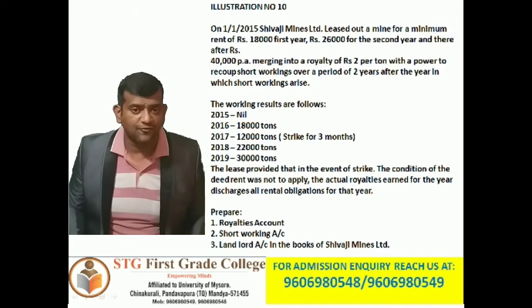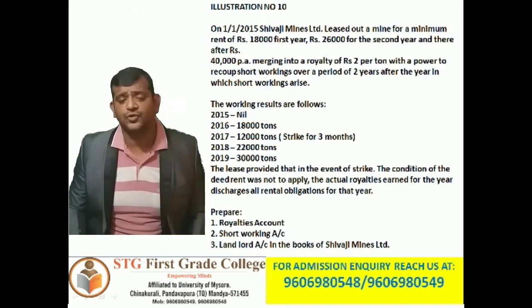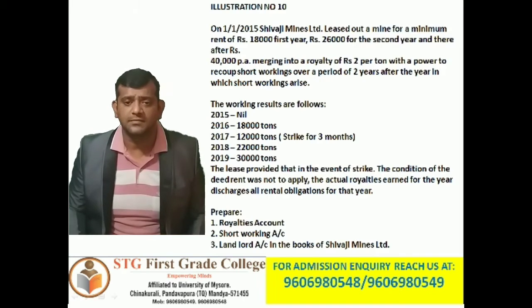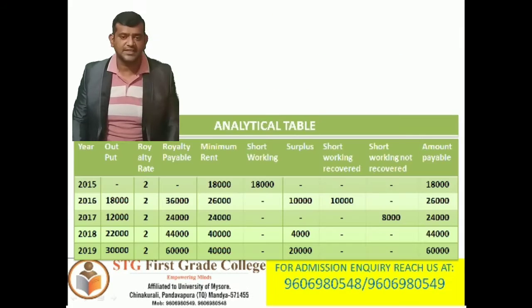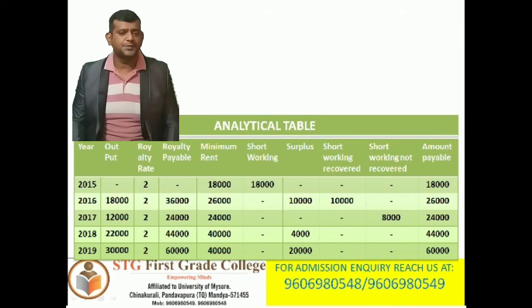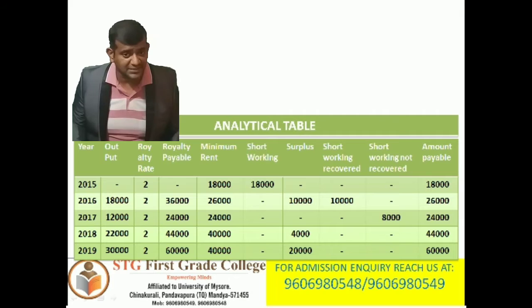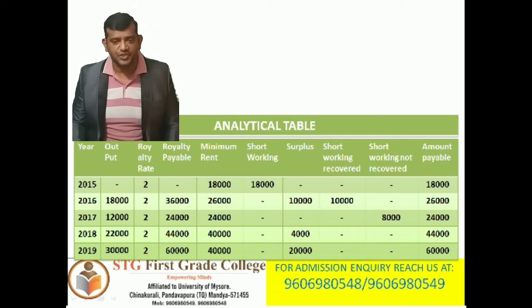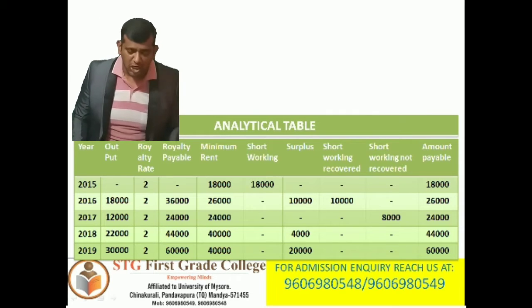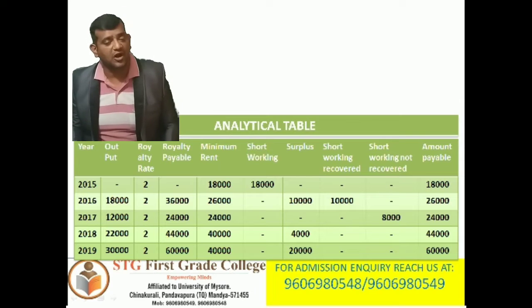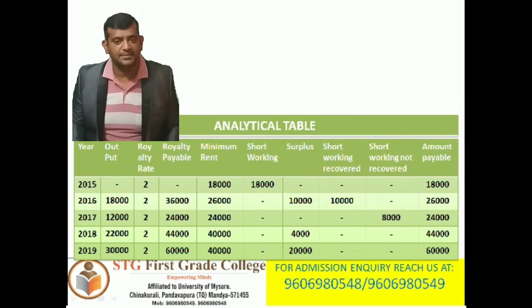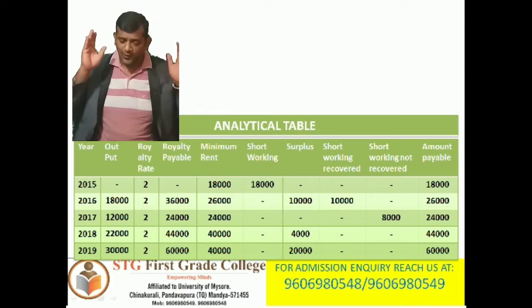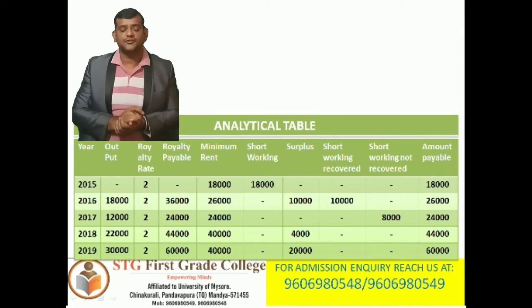Clear? So now we are supposed to open an analytical table with 10 columns. Here: output, royalty rate, royalty payable, minimum rent, short working, surplus, short working recovered, short working not recovered, and the amount payable. So now let us begin the solution part.